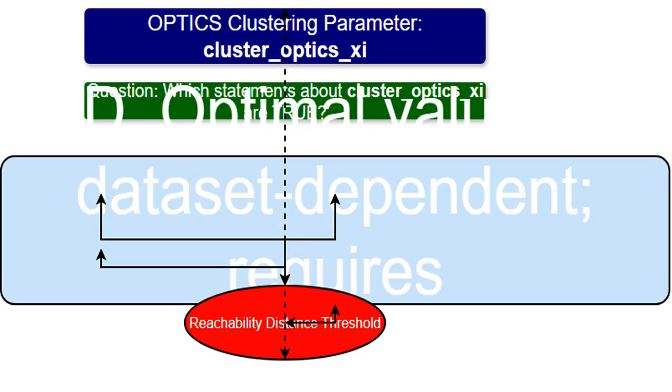This statement points out that the best value for cluster_optics_xi isn't universal. It greatly depends on the specific structure and characteristics of your data. It needs to be determined empirically through experimentation and comparison of different values against the specific dataset.